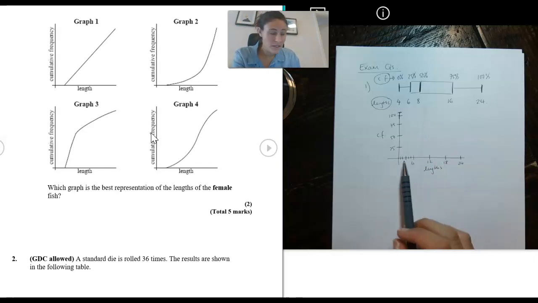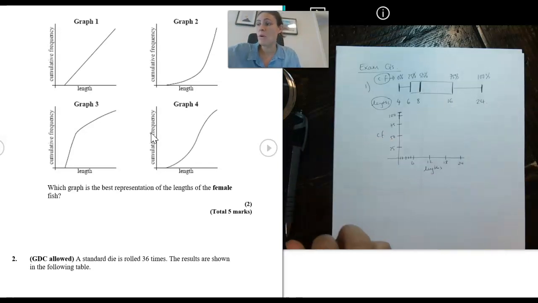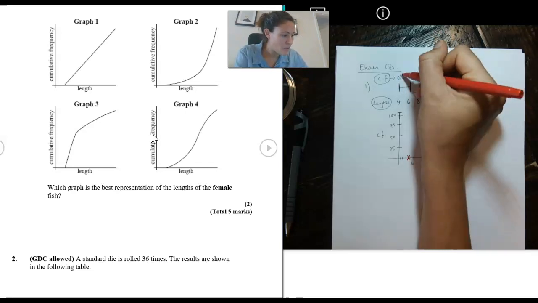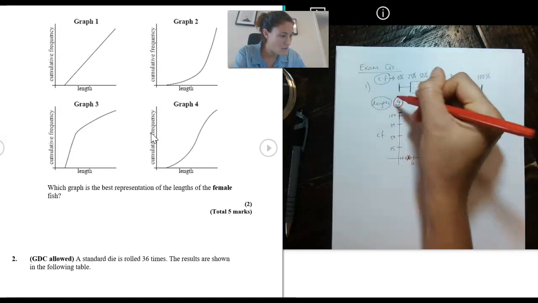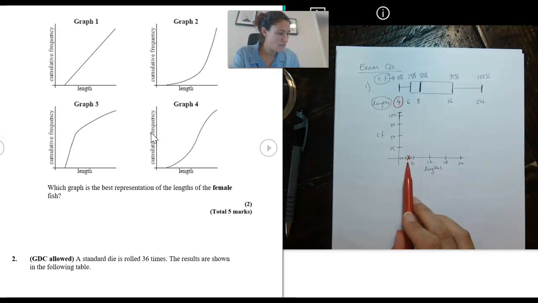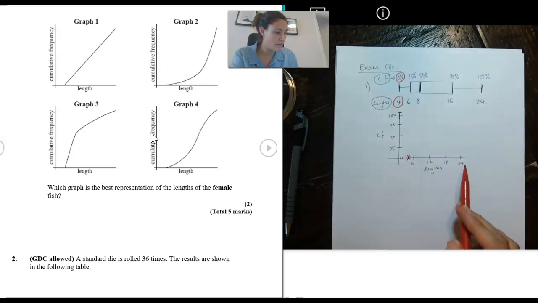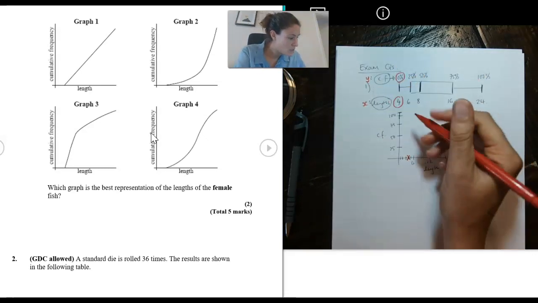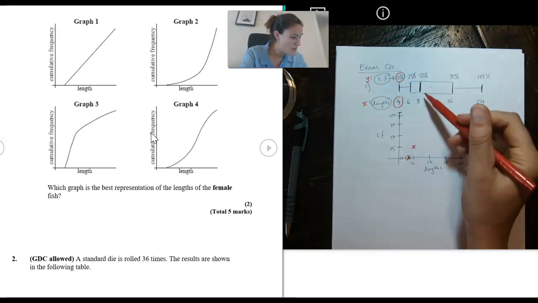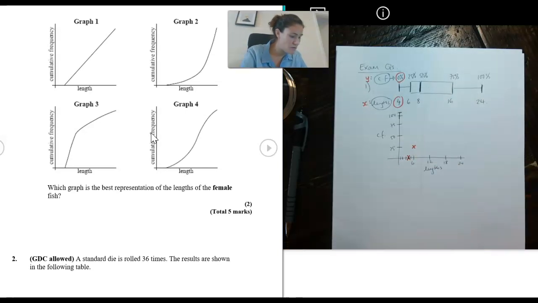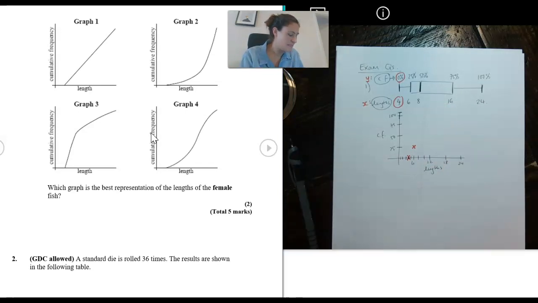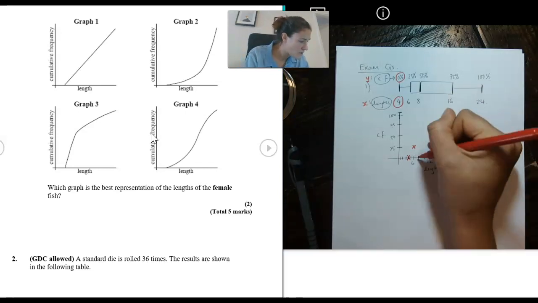So first of all, my cumulative frequency would start from 4, because there's nothing lower than that. This is the point 4, 0. So that's my x coordinate, and that's my y coordinate. Length is x, cumulative frequency is y. So then 6, 25 would be here. 8, 50 would be, it's rough, that would be 8, 10, 12, so here.